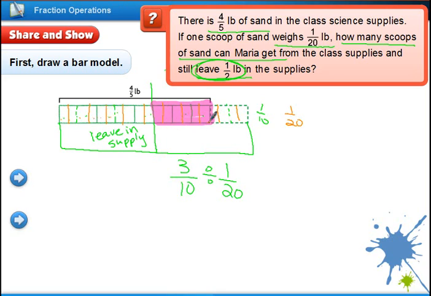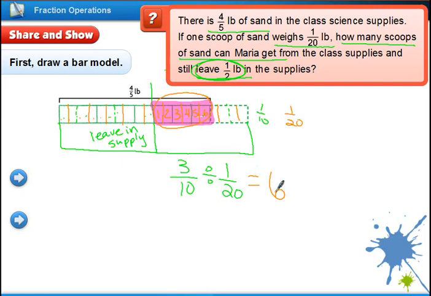So now how many 1/20ths are there right here in this 3/10? 1, 2, 3, 4, 5, 6. So we know that Maria can get 6 scoops of sand from the 4/5 pound that is there while still leaving 1/2 pound left over for another class.